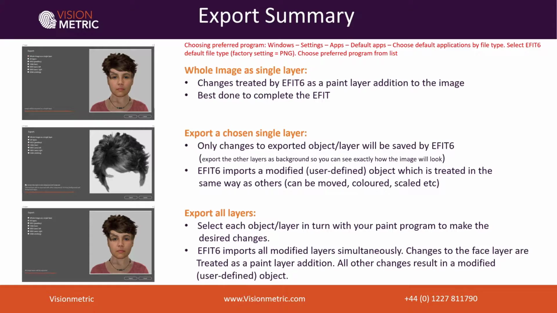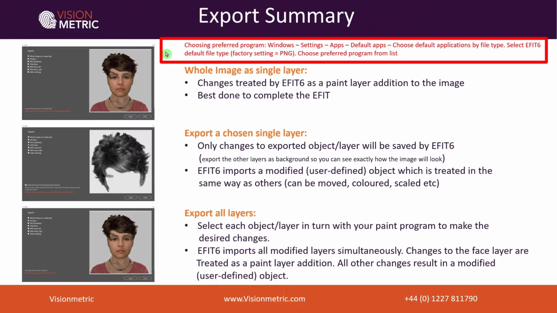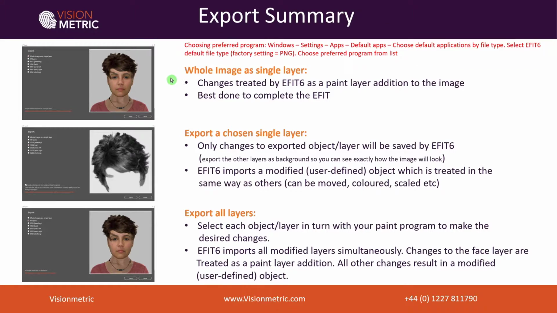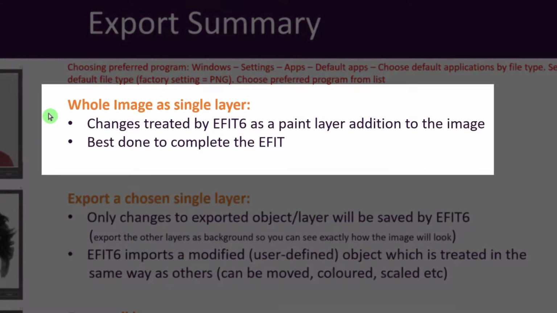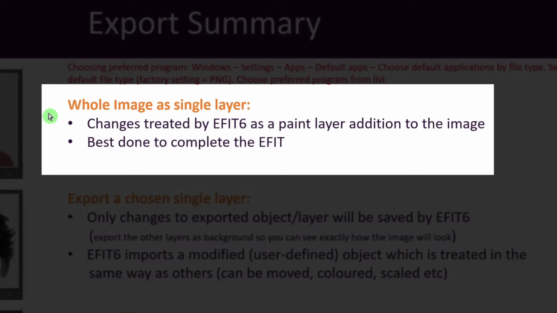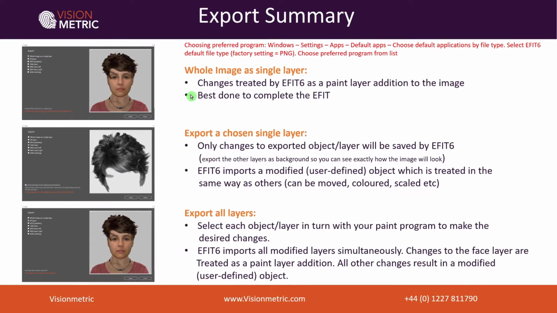Let's now summarise the main points about the export of EFIT 6 images to your chosen paint program. Firstly, we link EFIT 6 to your preferred program by associating the default file type to be the same as that used by EFIT 6. This procedure only needs to be done once. If we export the whole image as a single layer, any changes to it appear within EFIT as an addition or paint layer which is superimposed on the other layers. In general, this mode of export is best used when you're seeking to complete the EFIT.